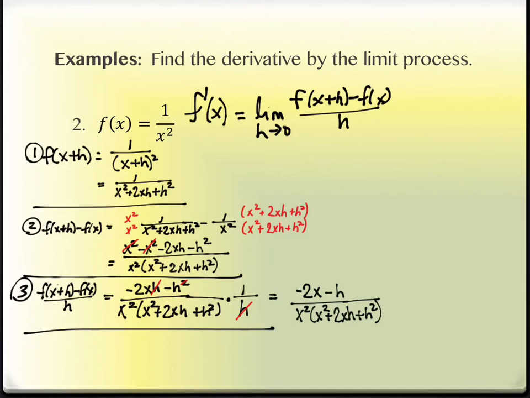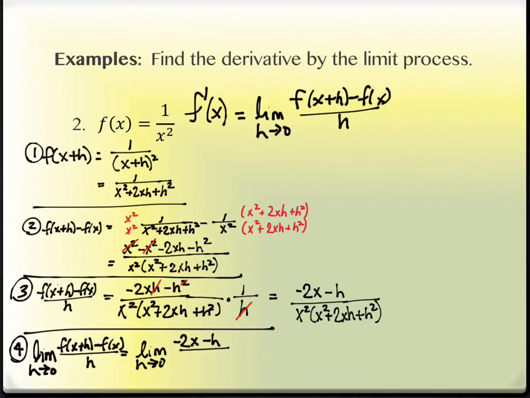Step 4 then, last step. The limit step. The limit as h goes to 0 of f of x plus h minus f of x over h is the limit as h goes to 0 of what we got in step 3, namely negative 2x minus h over x squared times x squared plus 2xh plus h squared. And at this point, there's nothing wrong with me putting zeros in for h's because I no longer will get a 0 over 0 kind of thing that happened before, right?